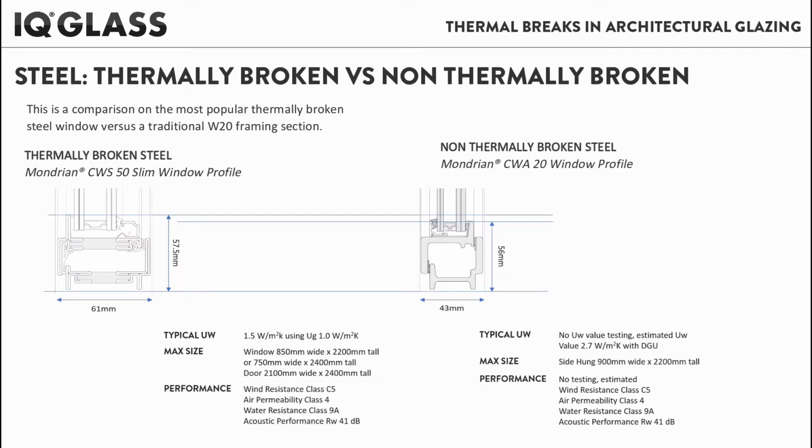The beauty of steel systems is that you can get a very narrow sightline, but the inclusion of a thermal break into a steel window system doesn't have to mean a huge increase in the frame sizing. Here you can see a very traditional steel section, the CWA 20 system from Mondrian, compared to a fully thermally broken section, which is the CWS 50 Slim section from Mondrian. And you can see that the increase in profile size is very minimal, but the improvement that you get in the overall thermal performance is very significant.